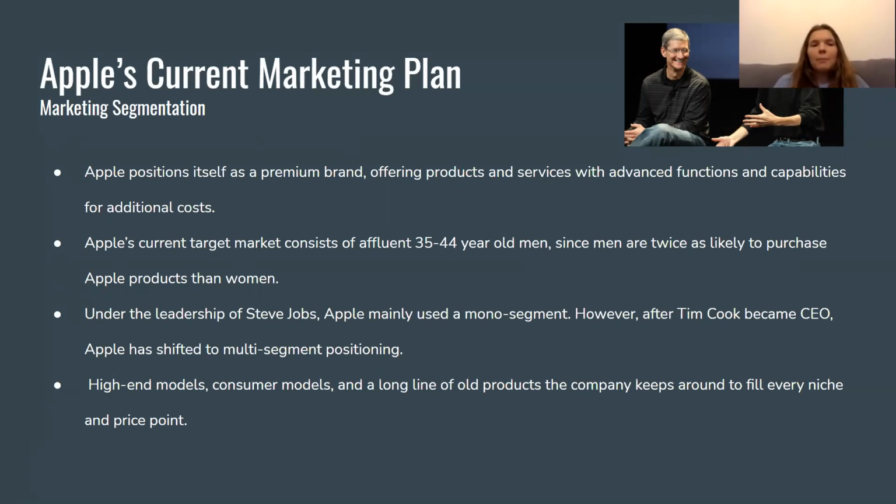this just means that, as you have probably seen with the new iPhone 11 and the iPhone 12, for the iPhone 11 there are a couple different cameras on the different phones, and you can buy an iPad that's 11 inches or a 13-inch iPad. This way they can, again, target different customers with a different product. High-end models, custom models, and lifelong old products, the company keeps around to fill every niche and price point.